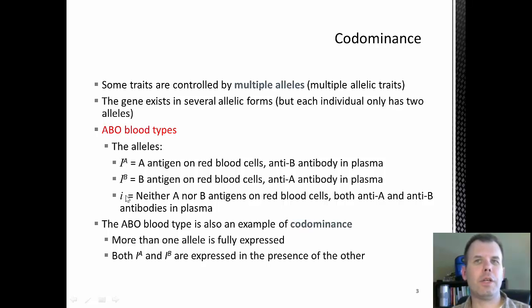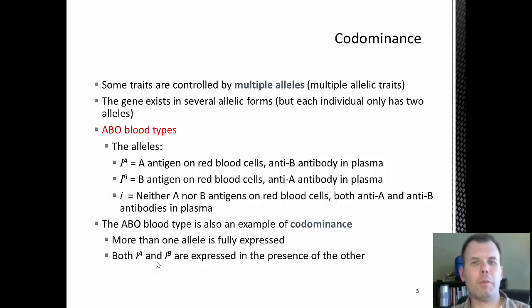And in this situation, the little i, the O, is the recessive. So two dominant and one recessive in this case. We call this codominance because more than one allele is fully expressed. Where the situation gets really interesting is if you have both the A and the B: you actually have AB blood. You don't have just A, or just B. You actually have AB. It's where the dominance is shared between the two.